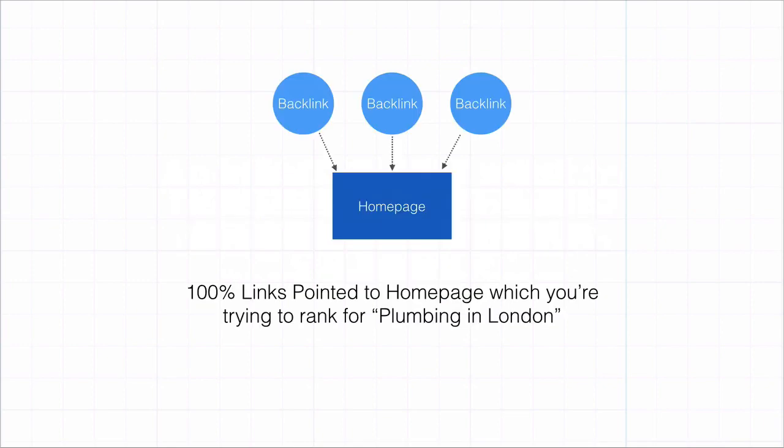So the moment you have a few backlinks going to your website, say 3 different backlinks, all of the links are currently pointed to the homepage, which makes sense because you're trying to rank for plumbing in London. So it makes sense that all the power is pointing here. The problem is that if you have other pages that you want to rank, then all the power currently on the homepage is not really being split that well.